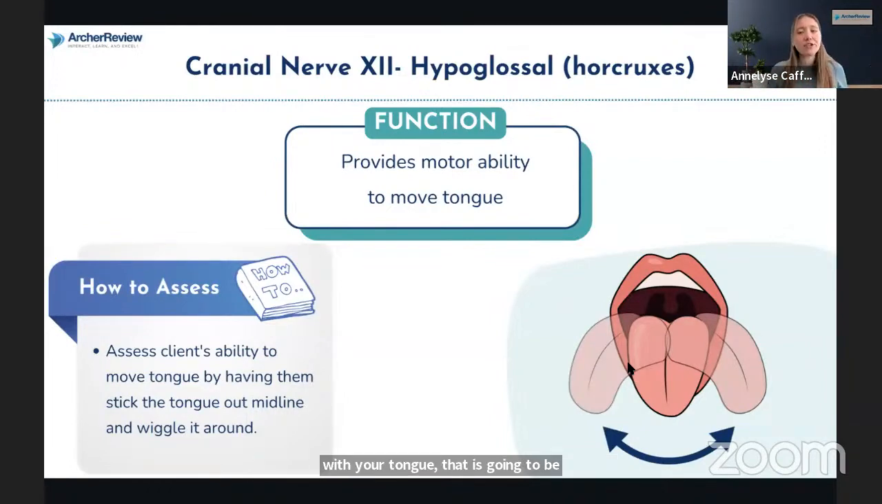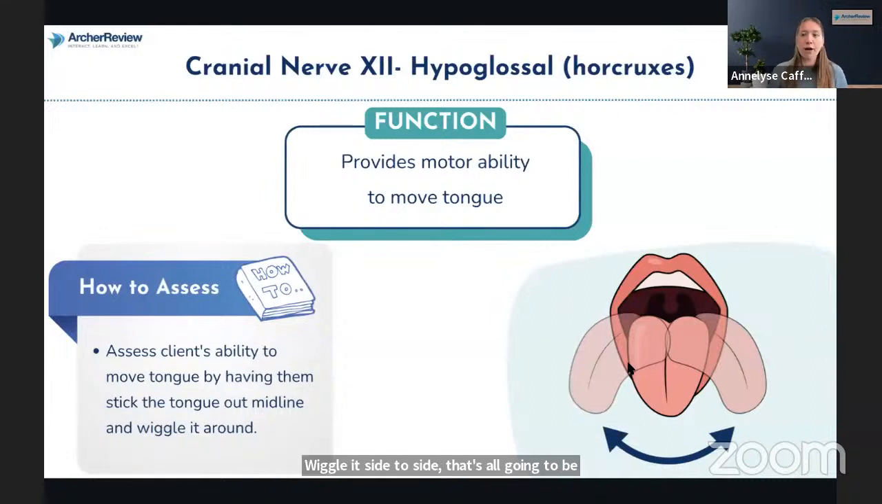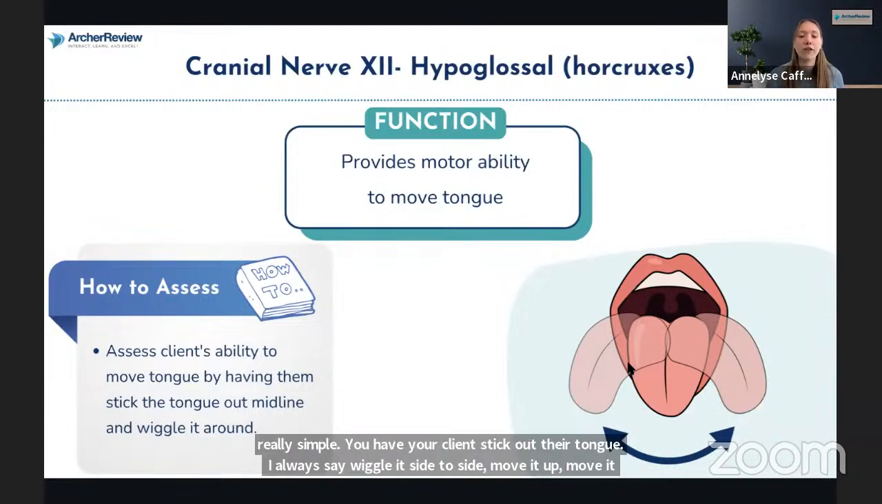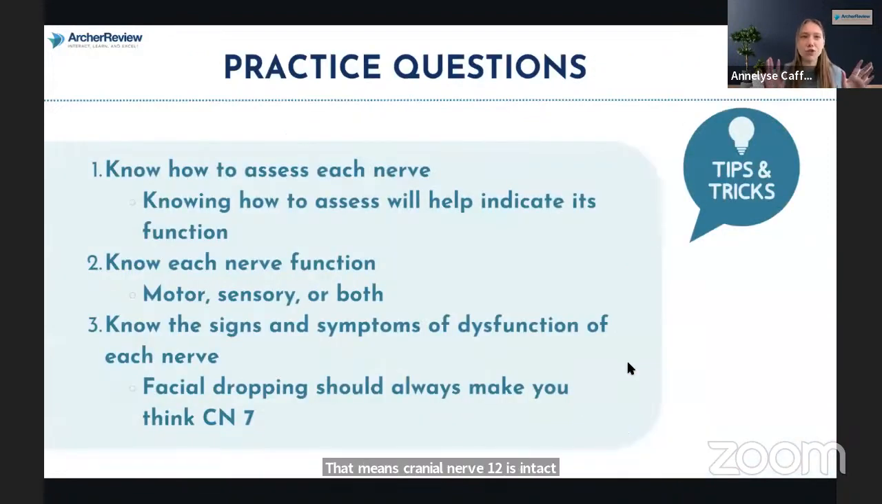But it's not just touching your nose with your tongue. Honestly, it's any tongue movement. If you stick your tongue out and wiggle it side to side, that's all going to be cranial nerve 12, and that's the only way you test it. So it's really simple. You have your client stick out their tongue. I always say, wiggle it side to side, move it up, move it down. That means cranial nerve 12 is intact. So that is all of the 12 cranial nerves.